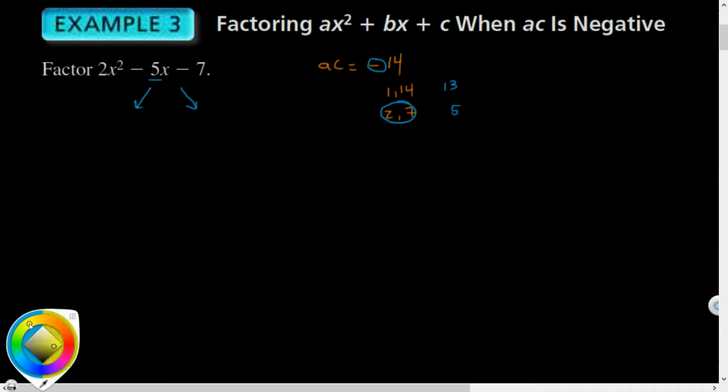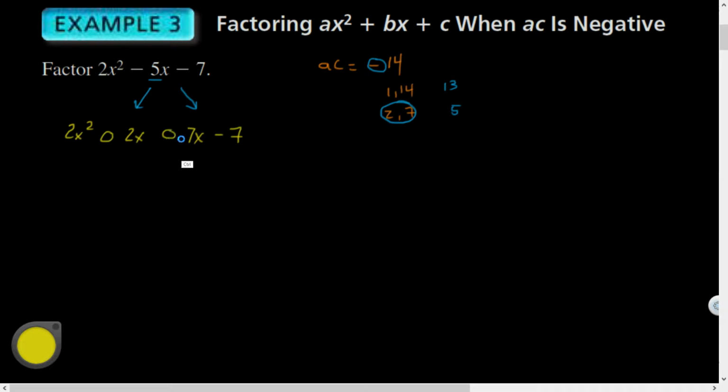Break it up. Here we go. So I'm going to have 2x squared still hanging out. And negative 5x is going to split into a 2x and a 7x. And then minus 7 is still hanging out. Now I've got to figure out the signs for these two like terms, and they're like terms because they have the same variable and the same exponent as the original B term.